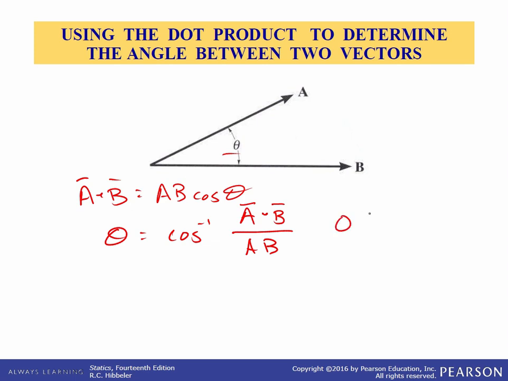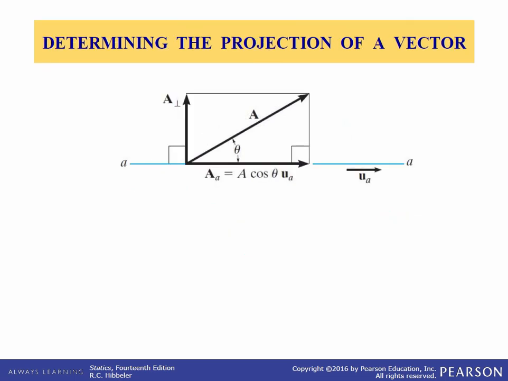And again, theta is between 0 and 180 inclusive. So that's how we find the angle between two vectors. Now, determining the projection of a vector, let's think about what this is.